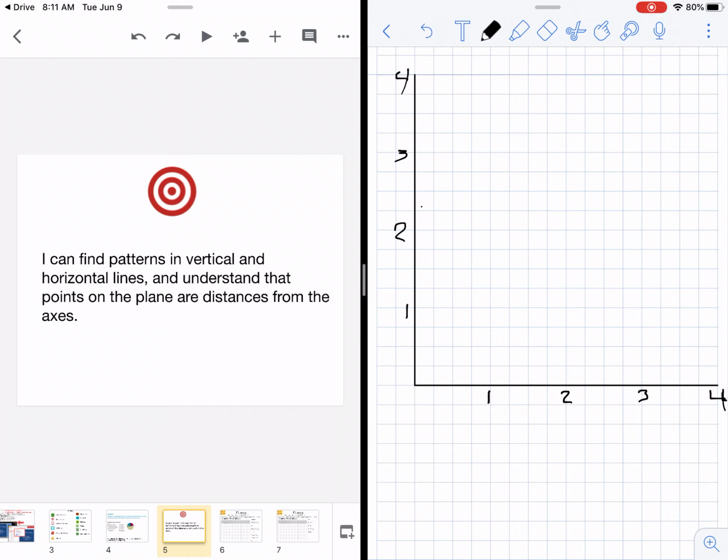So here we go. Today's target: I can find patterns in vertical and horizontal lines and understand that points on the plane are distances from the axes. So pretty much like we did yesterday.